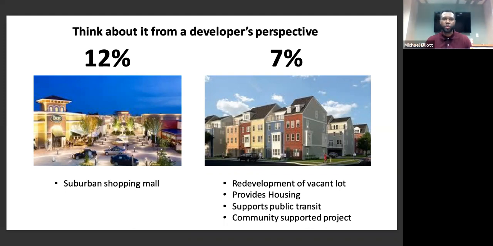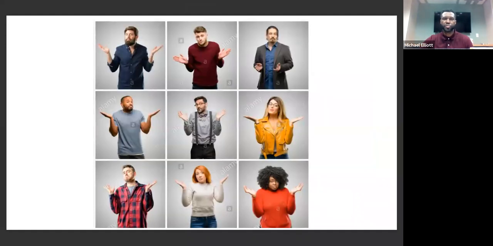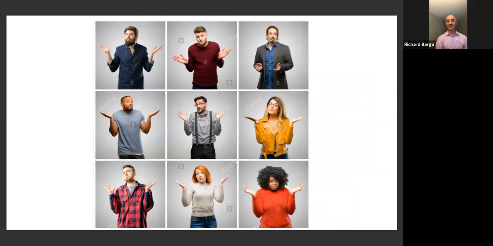So again, going into this with a developer mindset, the goal is to make money. The question is, how much money do you want to make? And is it worth the time, energy, and cash that you'll have to put into the project to make that happen? So the questions that you have to start to ask yourself are, what is your return threshold? Is it 7%? Is it 12%? What are your investors' return thresholds?